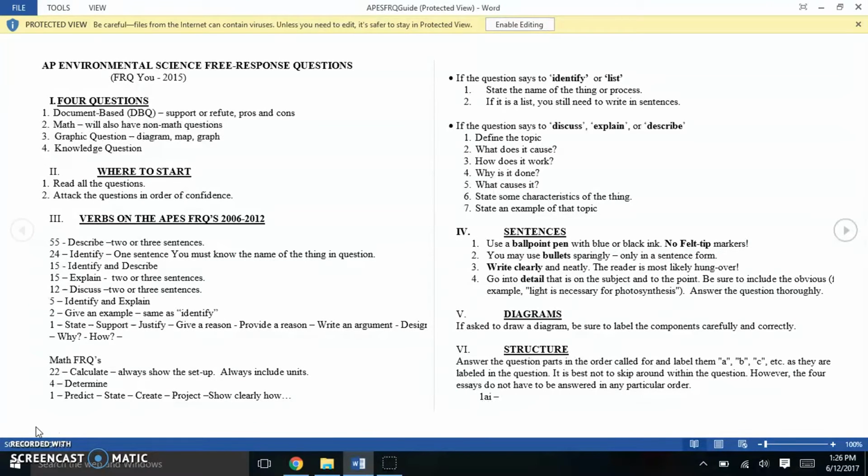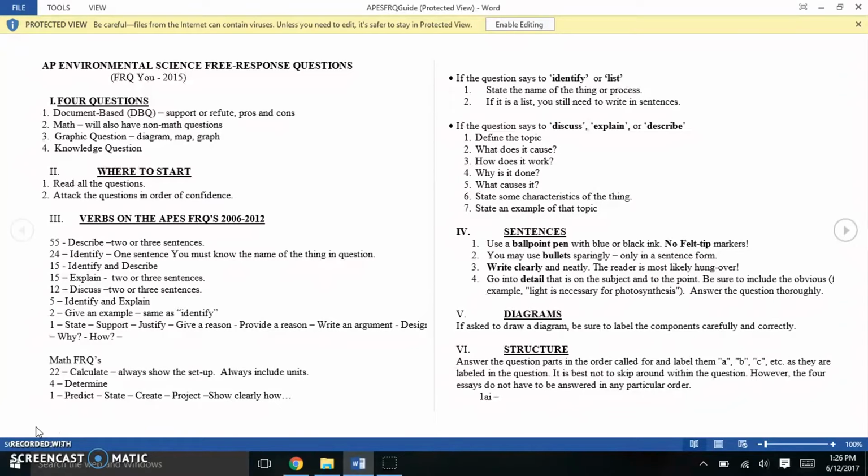Now the other questions could have some math in them, but number 2 will definitely be the strong point of the math type question. Number 3, graphic question. As far as diagrams, mapping, reading a graph, understanding a graph, that will be part of a question, and sometimes that is on a document-based question. And then number 4, you'll have knowledge questions, and this will just bring up what information is on that question to see what you know and how to handle that.